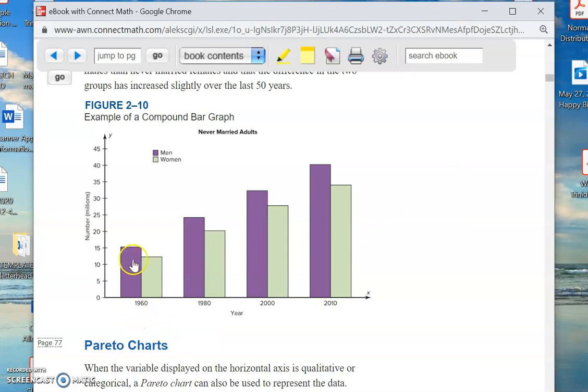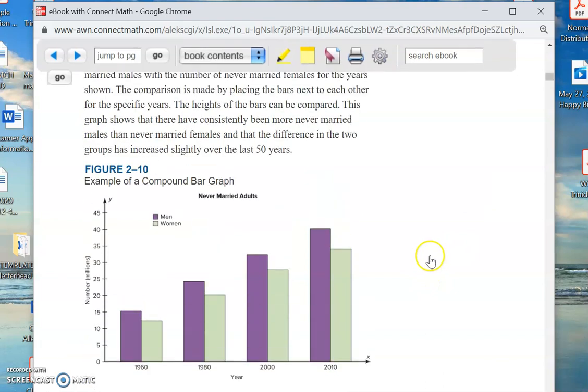The men are in this color, the women are this color, and as you can see, as time goes on, more and more people are never married. You might look at this and say, I don't know what else you could say, but at least you can look at it and get some idea of what the numbers are. Clearly, as time goes on, you're getting more and more people that are never married.